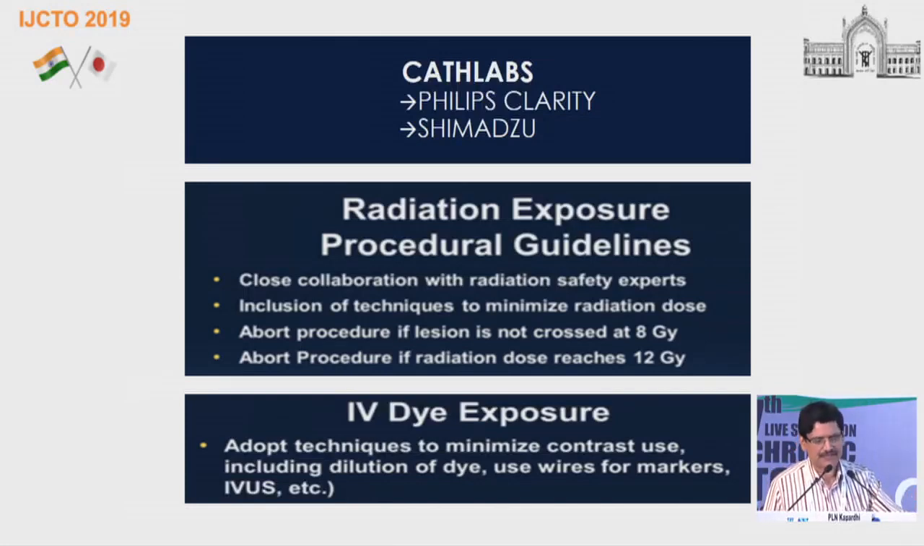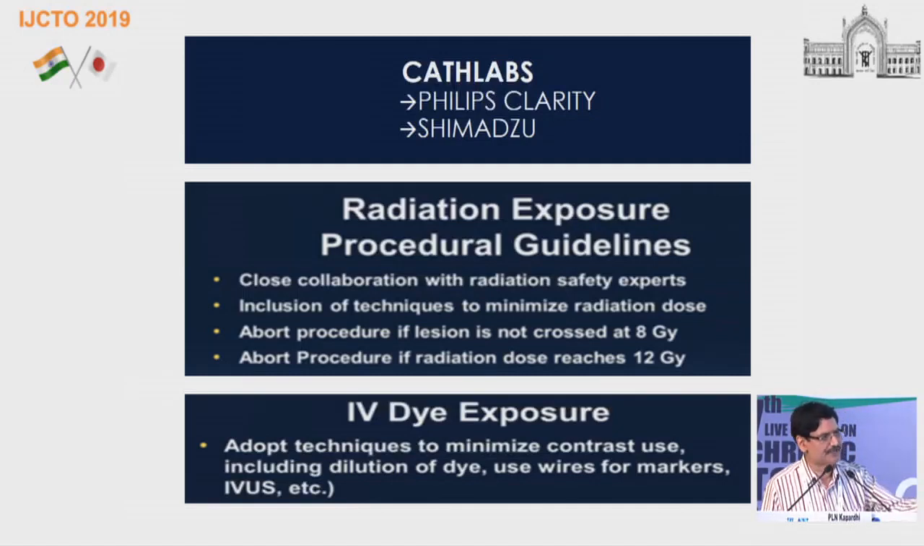cine loops. And third important, involving the rad pads, especially some of the radiation sheets nowadays available, we have to use especially for CTOs to minimize the radiation to the operator. And about the procedure, if the lesion is not crossed by 8 grays, reconsider, and about the procedure if radiation dose reaches 12 gray, stop. And most important, the contrast exposure, you have to take care of this, especially by adopting techniques for minimizing the contrast usage, including dilution of the dye, that is 80-20%, use of wires as markers, and intravascular ultrasound.